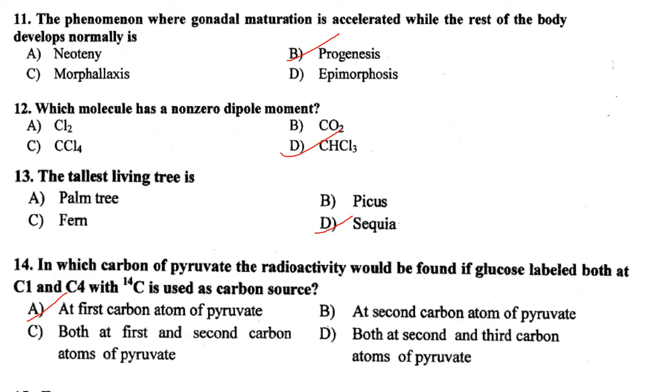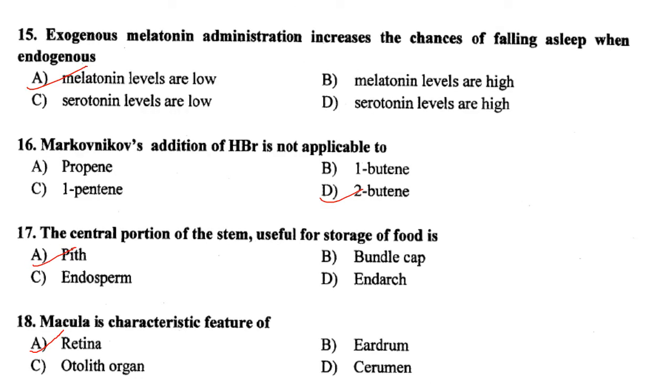So the answer is at first carbon atom of pyruvate. Answer is option A. Then next one. Exogenous melatonin administration increases the chance of falling asleep when endogenous melatonin levels are low. Answer is option A.